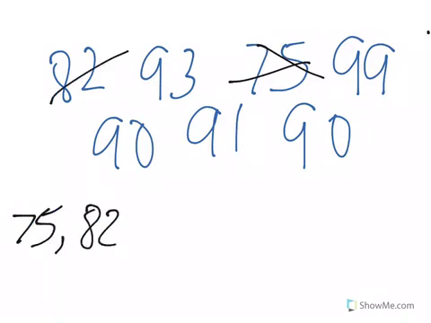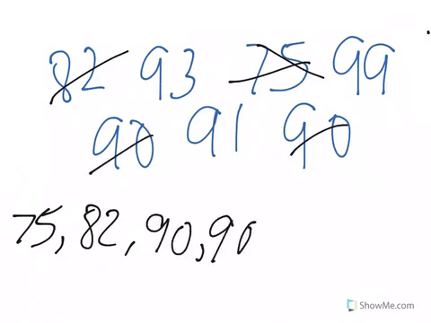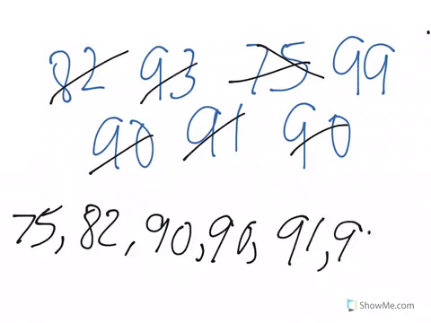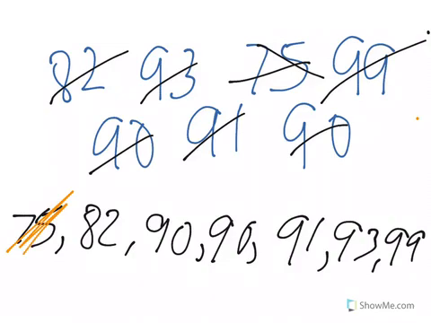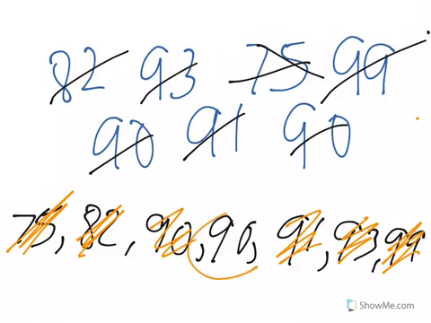Then we have 82. Then we have a 90. We have another 90, right? Because you can get the same score as someone else, right? 91, 93, and 99. So, as I go through, I want to meet in the middle to find the median. So I'm going to cross one off on each side. Cross off the 82 and the 93. Cross off the 90 and the 91. And I'm left with my middle number, which is 90.